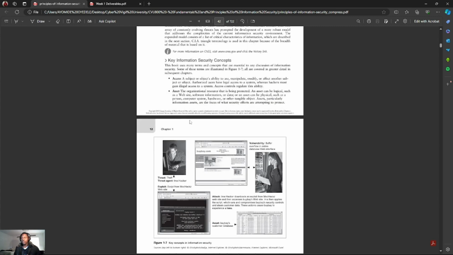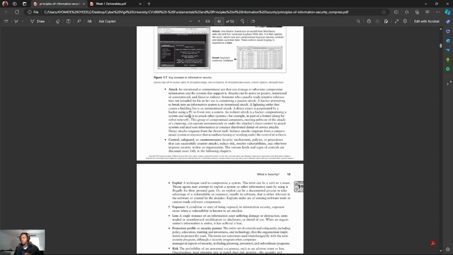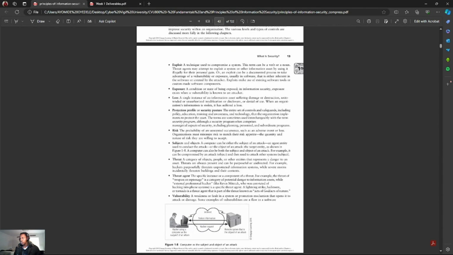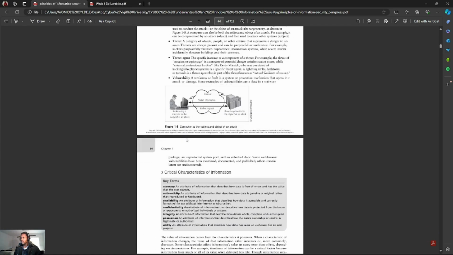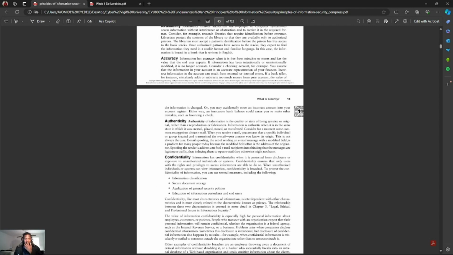So these are very important keynotes. While you read these materials, it's important that we keep close watch on these concepts: things like attack, control, safeguard, countermeasures. You want to look at exploit, exposure, protection profile, security posture, risks, subject, threat agents, and the like. So all these are important key concepts, right?